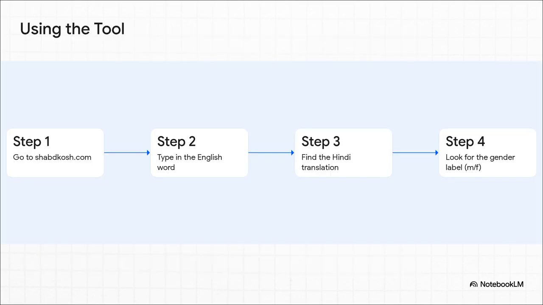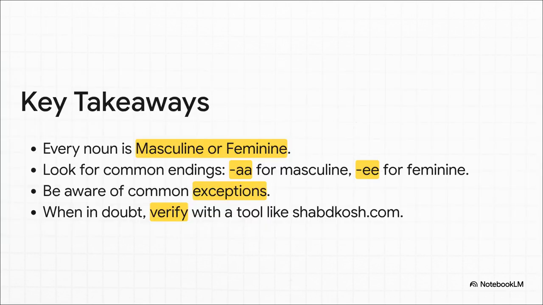And using it could not be easier. Seriously, you just go to the site, type in the English word you're curious about, like room, you find the Hindi translation, kamra, and you just look right next to it. Boom! You'll see that little M telling you it's masculine. Problem solved.